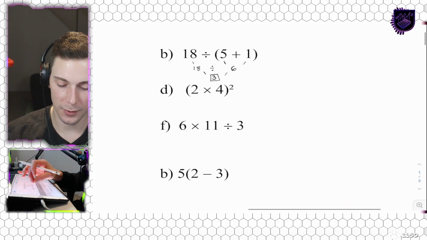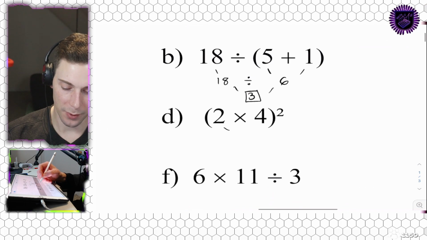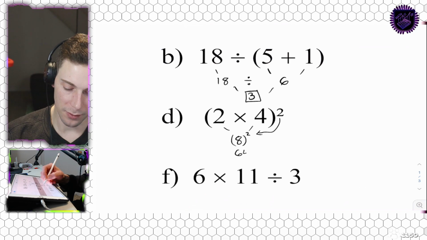1D. Again, 2 times 4 is going to be 8. We're going to put our parentheses there, carry our 2, or drop our 2 down, right? Our squared. And 8 squared is going to be 64. Positive 64.